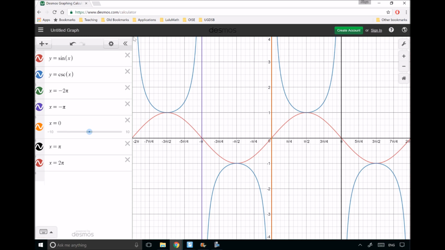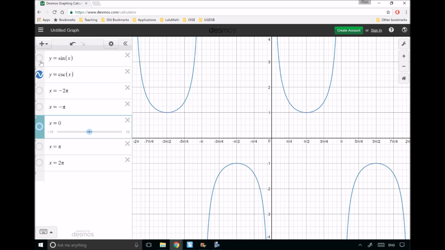So definitely this blue graph right here is going to be the graph of our cosecant function. So I'm just going to turn everything else off so you can see that essentially just this blue graph right here is what our cosecant function is going to end up looking like.